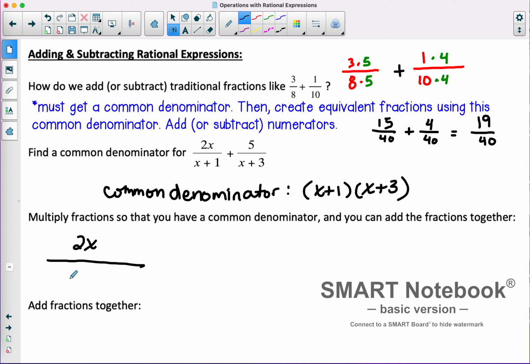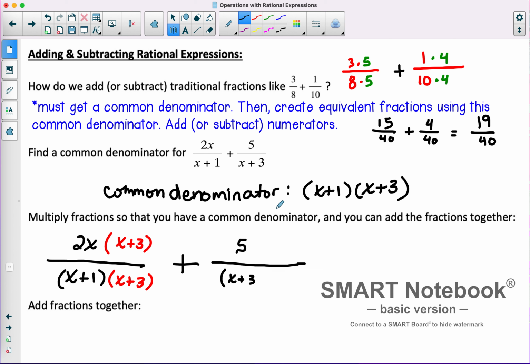2x over x plus 1. To get that common denominator, I would need to multiply the fraction by x plus 3 in the numerator and denominator. So think about, if we were working backwards, those would have reduced out to leave me with just the 2x over x plus 1. But we're trying to get that common denominator so that we can combine these. So the next one is 5 over x plus 3, and it is going to need to be multiplied by x plus 1.